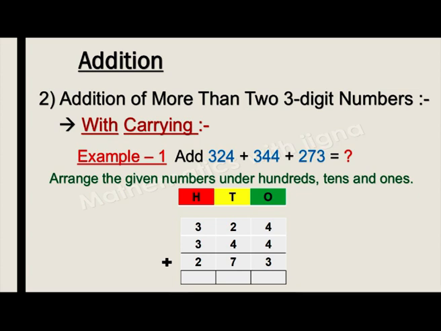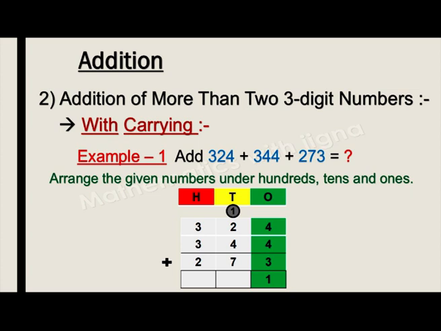Step 1. Add the digits at the ones place. 4 plus 4 plus 3, which is equal to 11. We know that 11 means 1 ten and 1 one. So write 1 in the ones place and carry over 1 ten to the tens column.